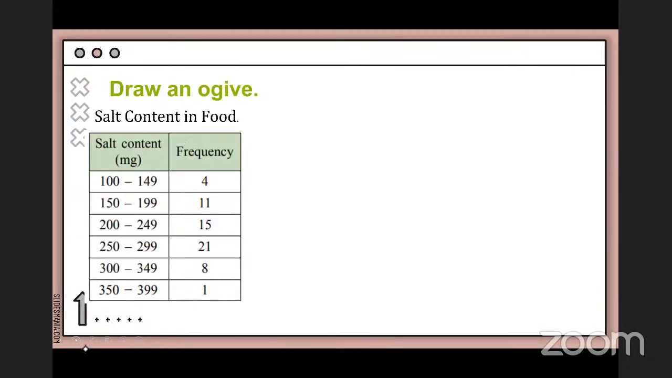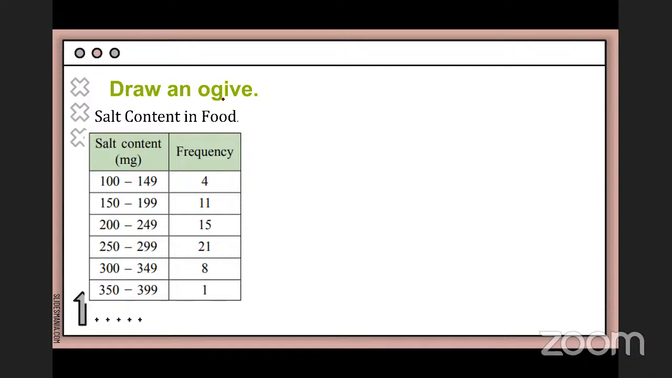Okay, so now we are going to draw an ogive. Let's say this is the table given in the questions. It only gives you a short content and it gives you something like that. So what is missing in this table? If you want to construct an ogive, what should be added to this table? This table is actually not complete to draw an ogive yet.